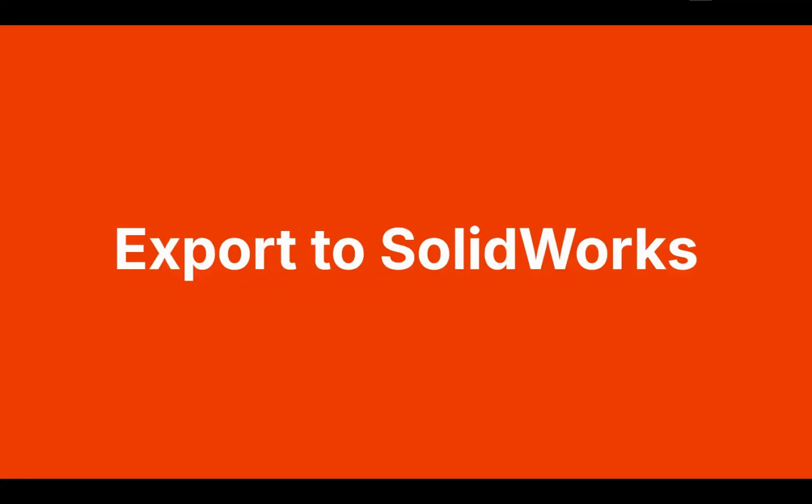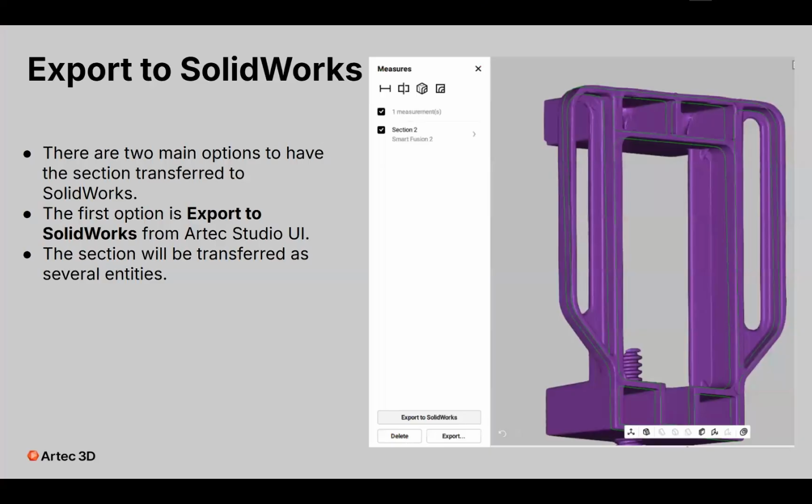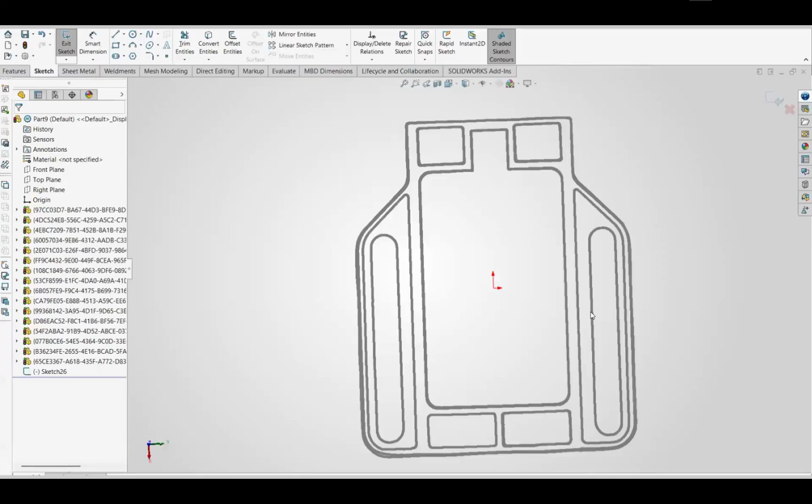So, export to SolidWorks. Here we basically have two main approaches. The first one is, when you go to measures, you have a button called Export to SolidWorks, and as the name implies, this button actually sends the data to SolidWorks. So you need to check what entities you want to send and export to SolidWorks. How it will look in SolidWorks.